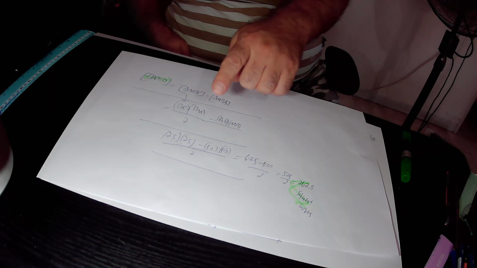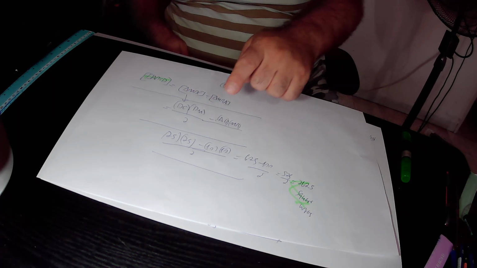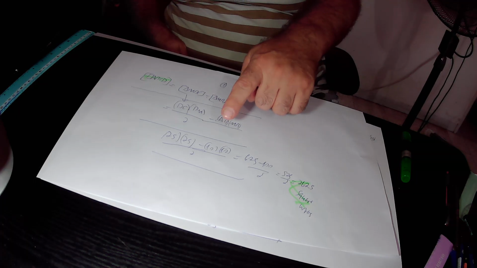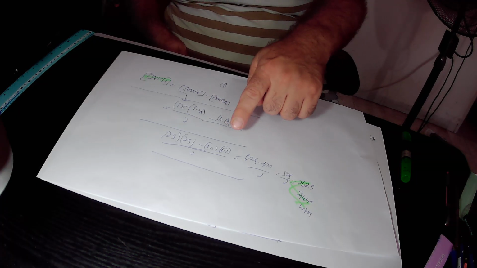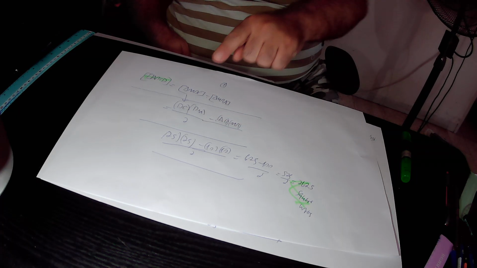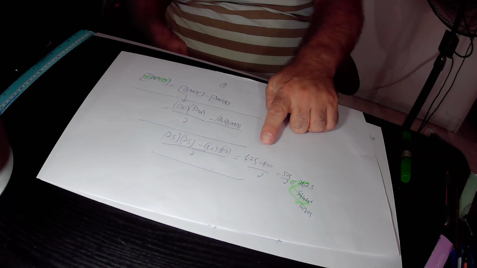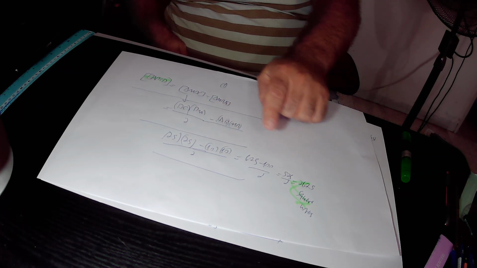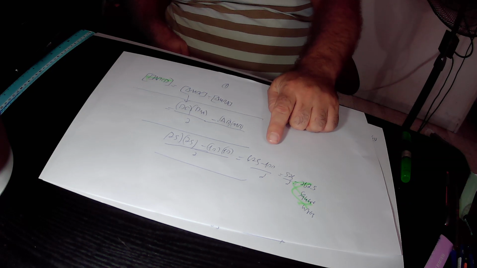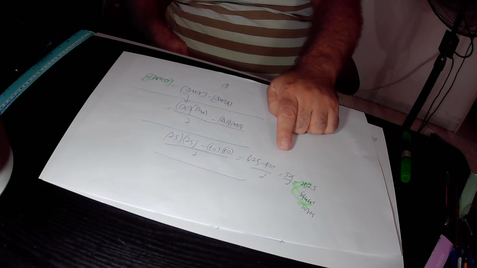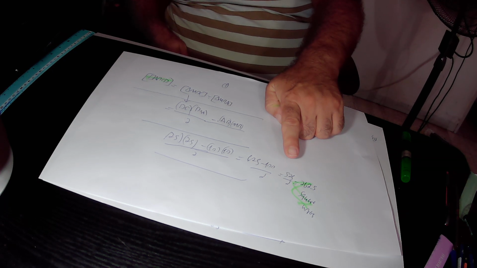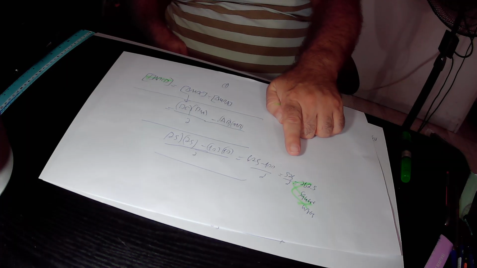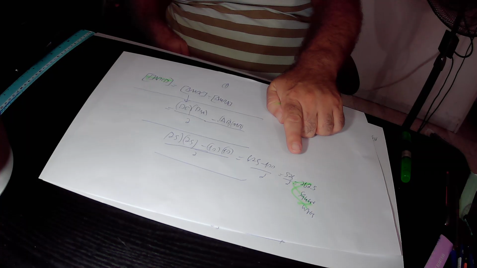DC is 25, MD is also 25, minus AB is 10, times MB, which is also 10, divided by 2. 25 squared is 625, minus 10 squared is 100, divided by 2. 625 minus 100 is 525, divided by 2. 525 over 2 is 262.5 square units in size.